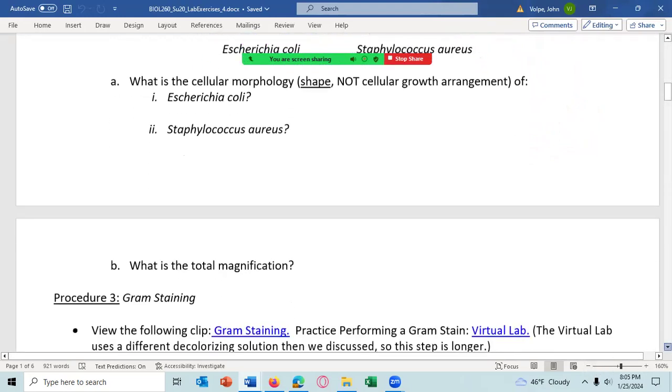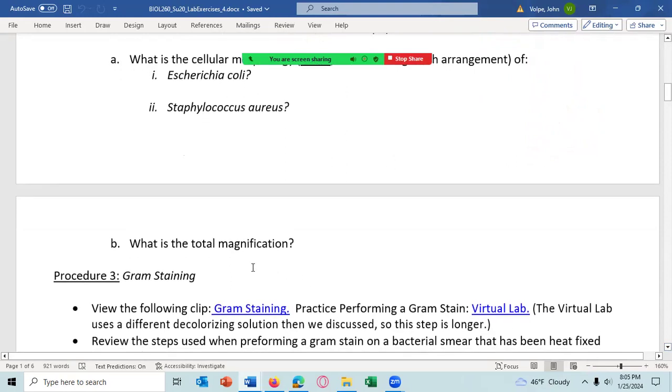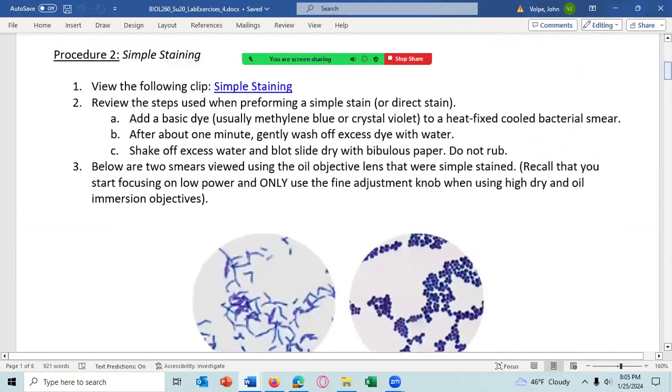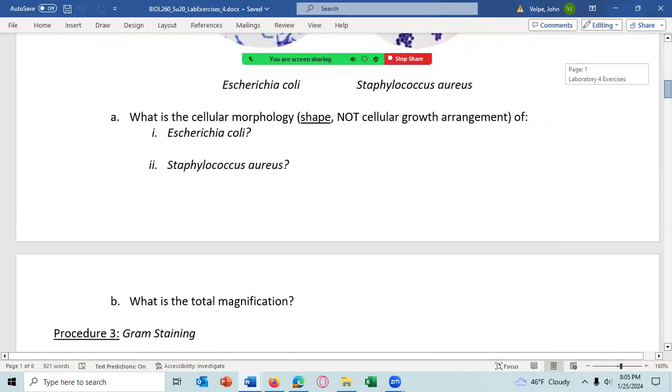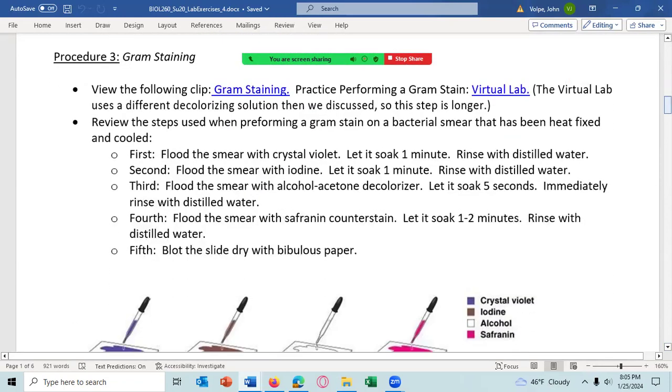All right, and then in B, answer the question, what is the total magnification of question 3? For procedure 3, you're performing the gram stain. We have a video clip to watch on performing the gram stain. You then can practice performing the gram stain with the virtual lab.